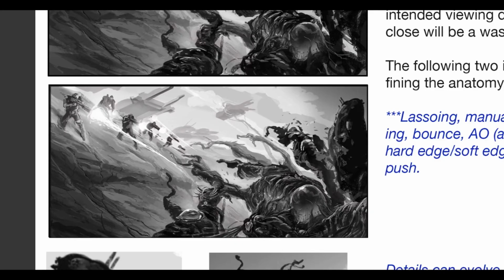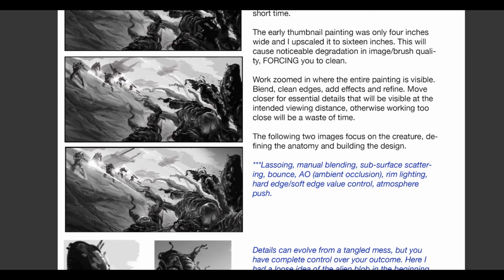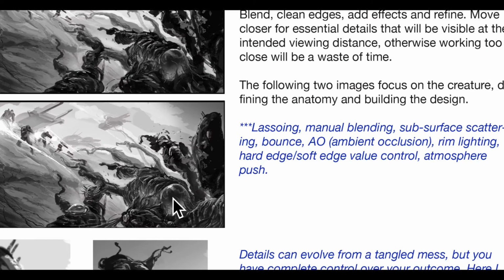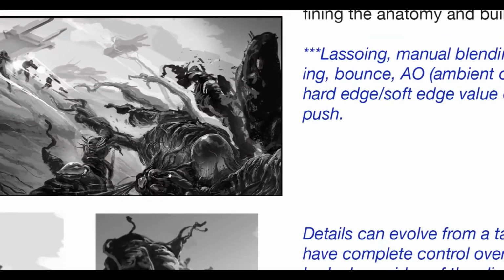So you see the detail is spreading throughout the image, just like an infectious disease. And the techniques that I used for that were mainly defining hard edges, refining soft edges, putting light next to dark. Other techniques: subsurface scattering on these jelly parts, ambient occlusion on the wrinkles, rim lighting with the shiny bits that start to curve away, and again, hard edge, soft edge value controls. You can learn these in any drawing class.